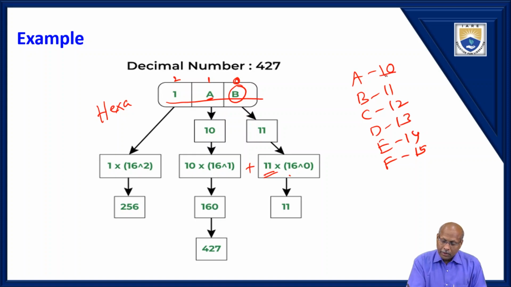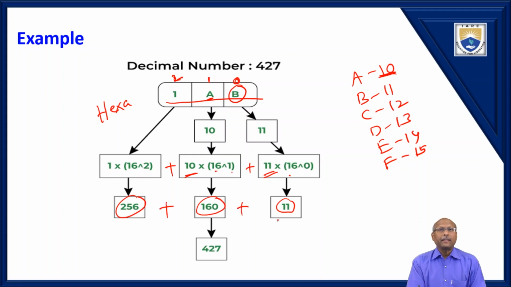A means 10. So 10 into 16 to the power 1, because it is the 1st position, plus 1 is 1 itself, plus 16 to the power 2, because 2 is the position. Now if you add everything: 16 squared means 256, 16 into 10 is 160, 16 to the power 0 means 1, and 1 into 11 is 11. If you add everything, 256 plus 160 plus 11, you will get 427. This is your decimal value.